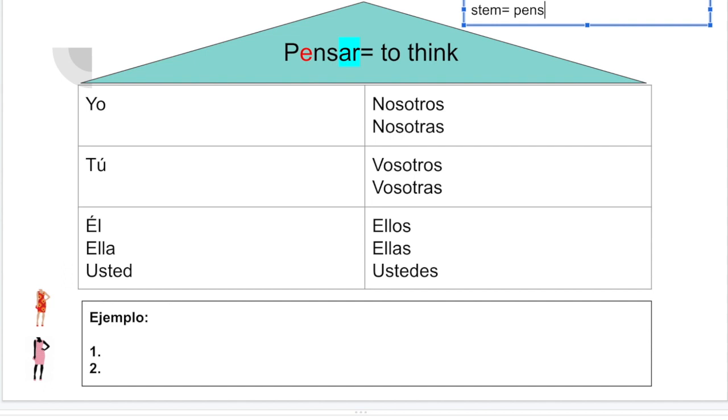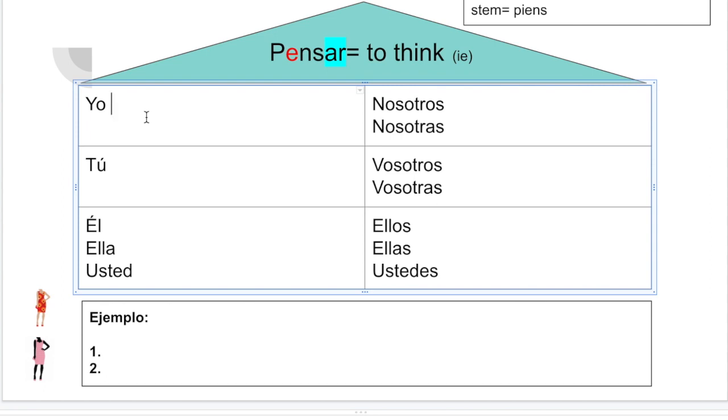pens. But what we have to do is add an I before the E. Okay, so that becomes the stem. And that's what these verbs are called, IE verbs, meaning we have an I before the E. So this is the new stem. So piens. And we are going to start.